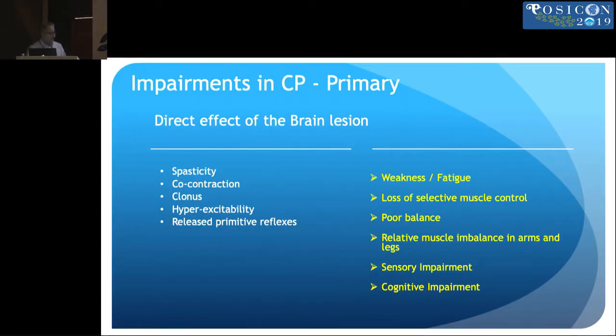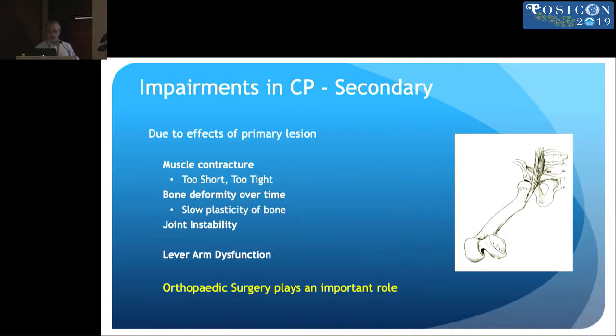So impairments in CP, you can broadly say that there are primary impairments which are basically spasticity, co-contraction, clonus, hyperexcitability, and released reflexes. And the bad effects are weakness, fatigue, loss of selective muscle control, poor balance, relative muscle imbalance in arms and legs, sensory impairment, and cognitive impairment. Due to effects of primary lesion, you get secondary effects.